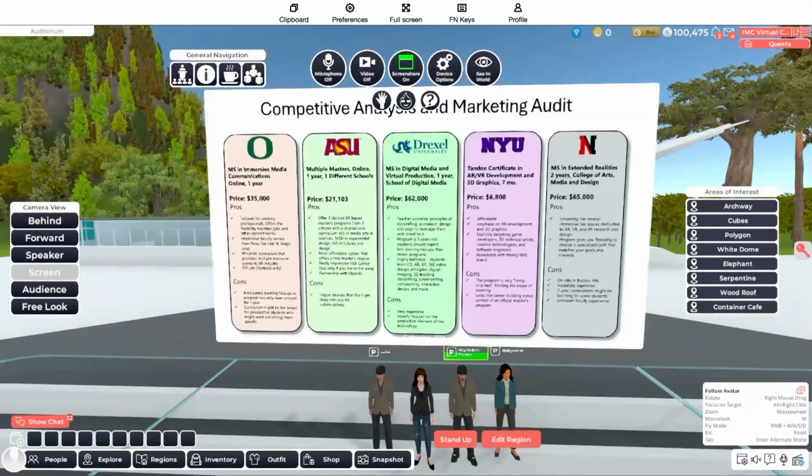Of these 5, the most direct competitor to the University of Oregon's program is Arizona State, which has 3 different XR-based tracks. The first one is in media arts. The second one is in experiential design. And the third one is in futures in design. So it's a customizable program. It's in the same ballpark price range.